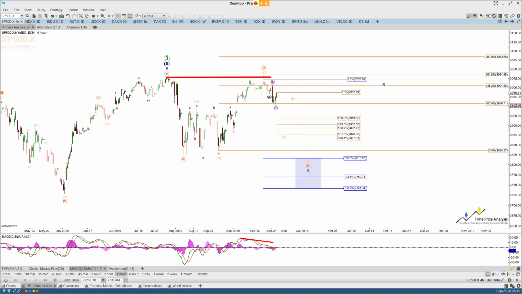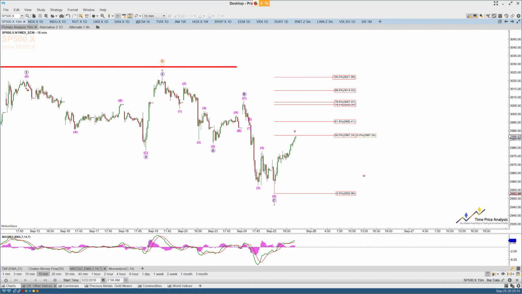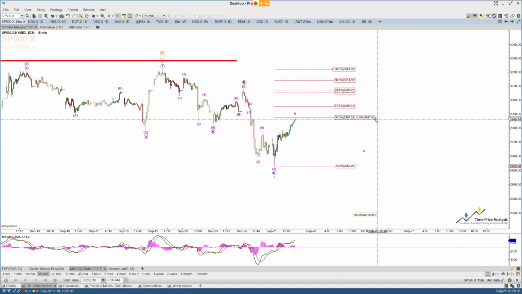There are other ways of counting this, where what we've had off the high is a 1, 2, 3, and we're getting an A, B, C for a 4, then we get an A, B, C for a 5th, and that's the 1, then we get the 2. But it's just not possible at this stage with the price action that we have so far to discern between the two.